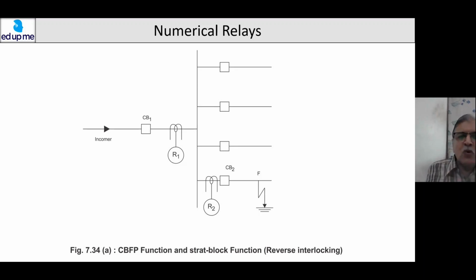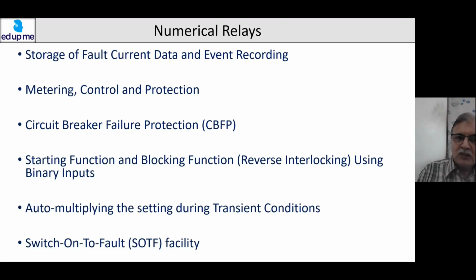In earlier days, we had to go for 0.25 second or 0.2 second, some 200 millisecond or 250 millisecond. Instead, 40 millisecond is more than enough. Now R1 will operate much faster than in the earlier case, because of that facility of reverse interlocking. Reverse interlocking means blocking relay R1 when R2 senses the fault. If there is a fault on the bus, then R2 will not sense at all. In that case, R1 will operate much faster. That is the starting function and blocking function, which is often known as reverse interlocking.